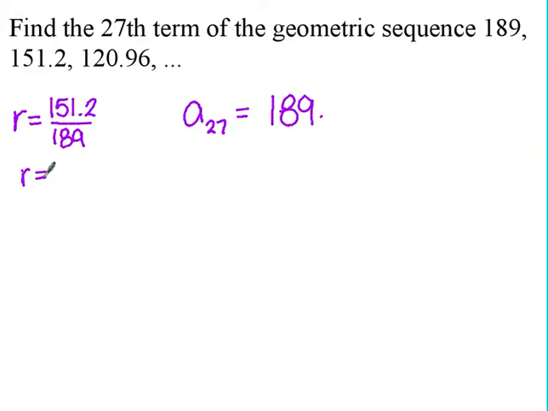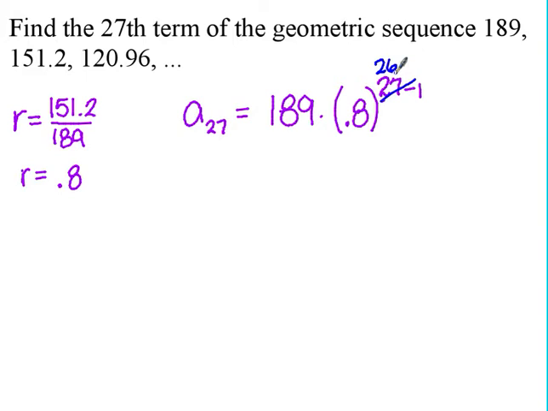It comes out to be 0.8 evenly. 151.2 divided by 189? Okay, good. I was worried. I was thinking, oh, I don't think it should be. So 0.8 to what power? 27 minus 1. Yep, n minus 1. So in this case, 27 minus 1. So really, the power that I'm going to use is going to be 26.